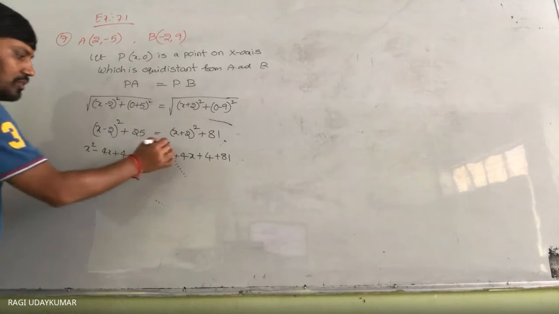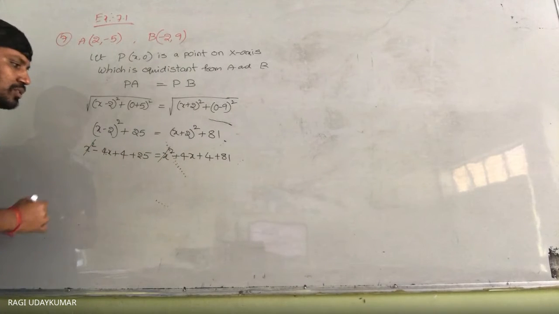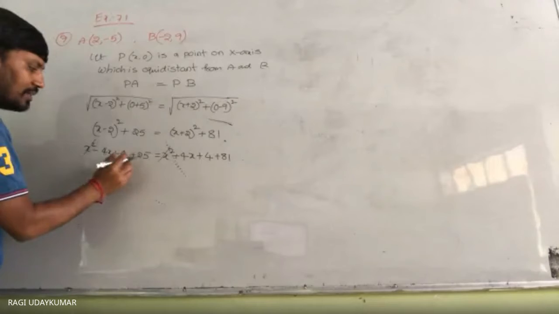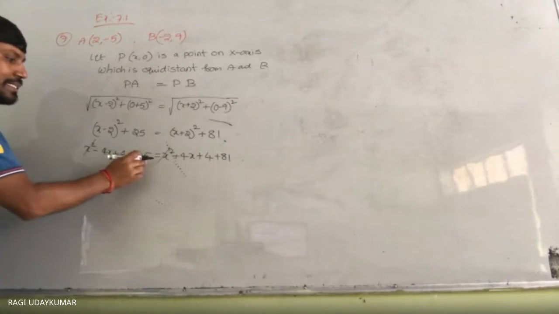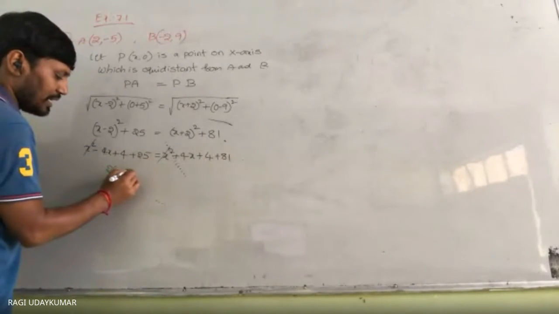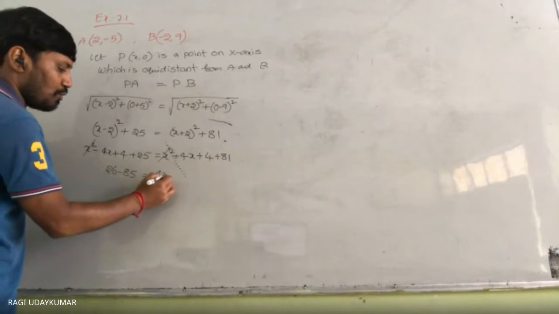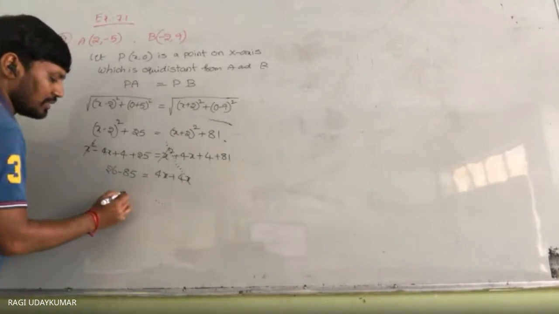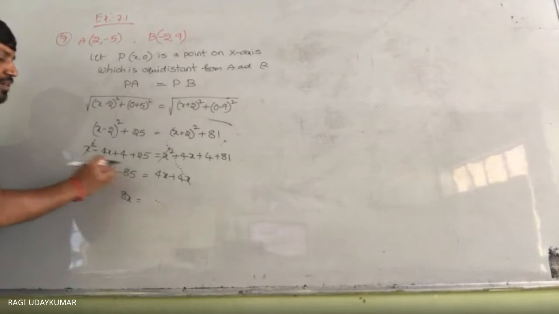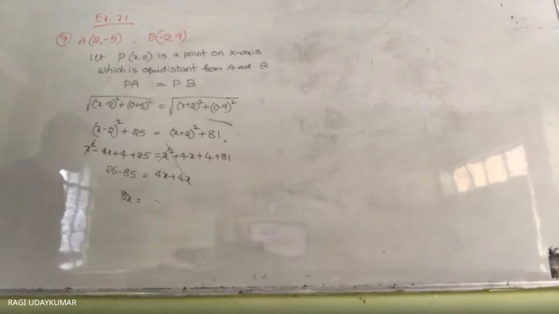So here x square will get cancelled. Take this 4x to this side, and take this 85 here, minus 85, 4x plus 4x. So 8x is equal to subtract the 26 from the 85. What do you get? 29 will be there.